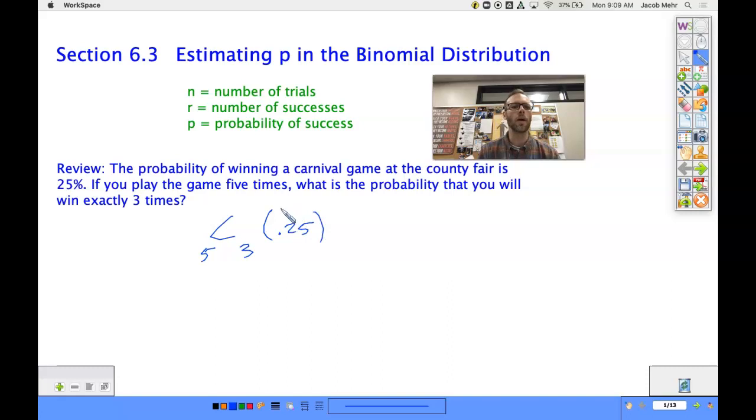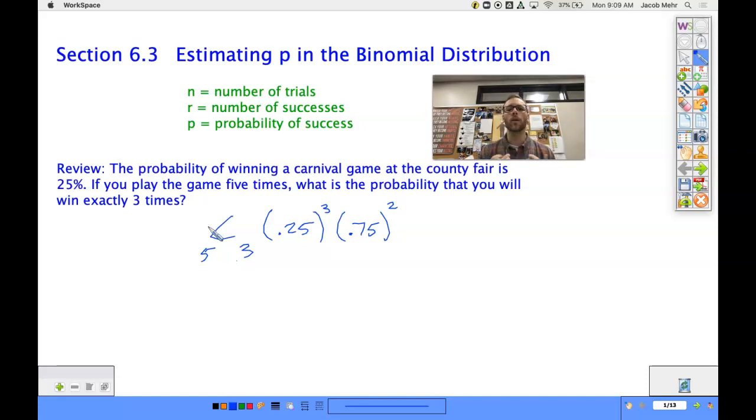And we say we're going to win how many times? 3 times. And then we multiply by the probability we're going to lose. Probability that we're going to lose is 75%, and we're going to lose twice. Okay, so this is winning 3 times and losing 2 times, and this is how many different ways we can do that, and that's how we calculate that.